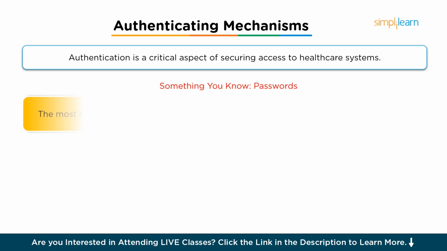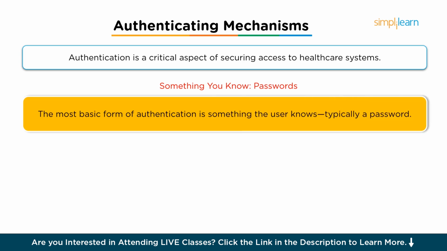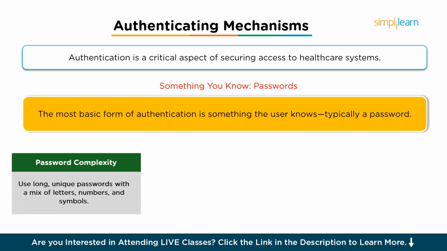Something you know, passwords. The most basic form of authentication is something the user knows, typically a password. While passwords are a common method of verifying identity, they have certain weaknesses. Let's look at some strategies for strengthening password policies and managing them effectively. Password complexity. Healthcare organizations should require complex passwords that are difficult for attackers to guess. Complex passwords should include a combination of upper and lowercase letters, numbers, and special characters. It's important that passwords be sufficiently long, typically at least 12 characters.